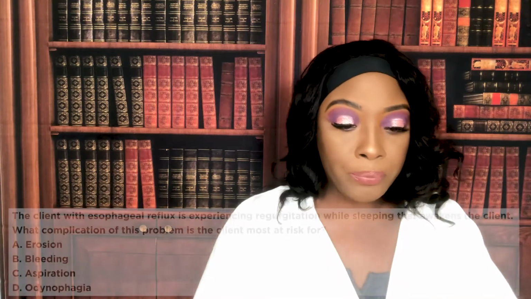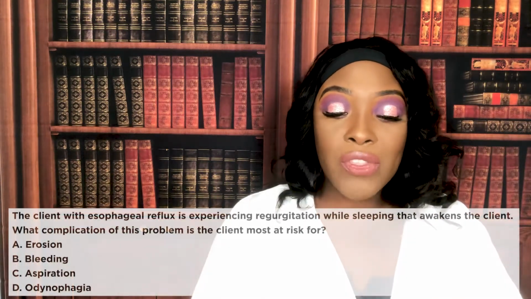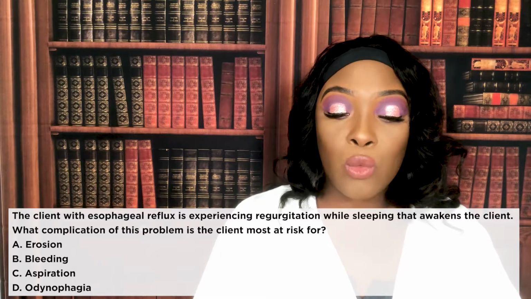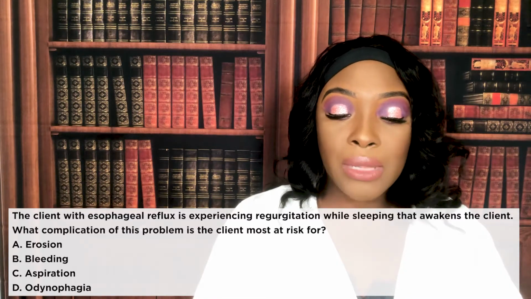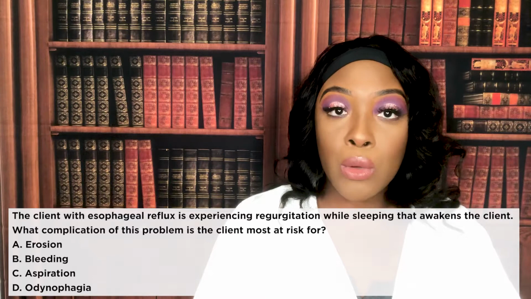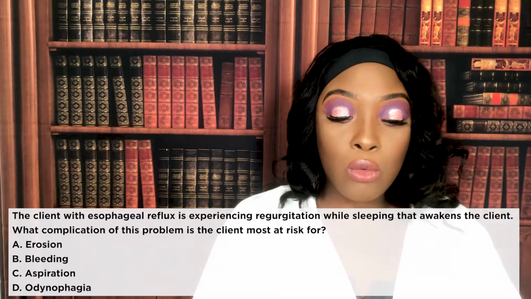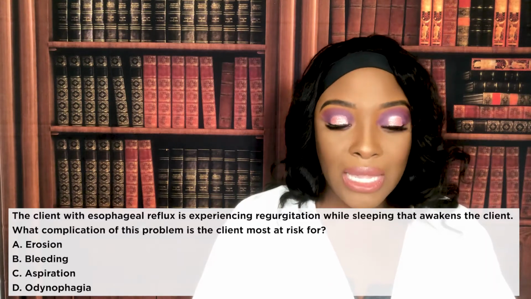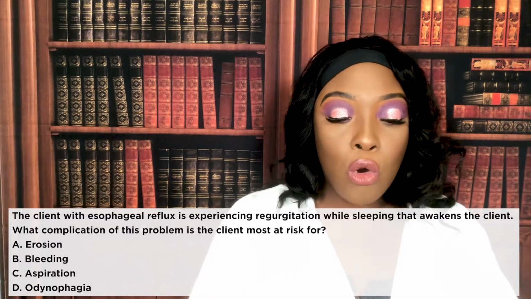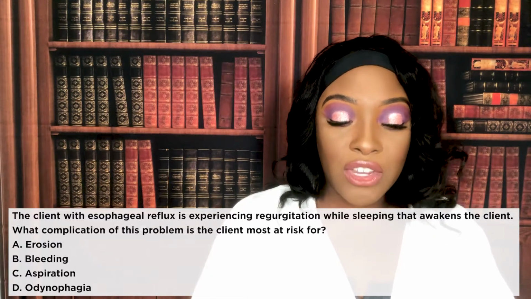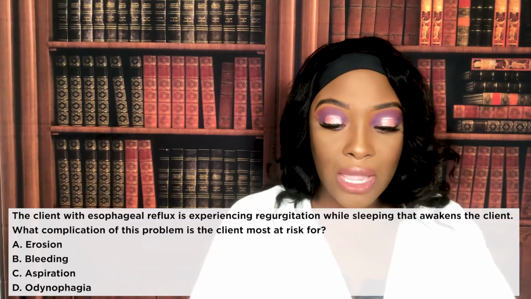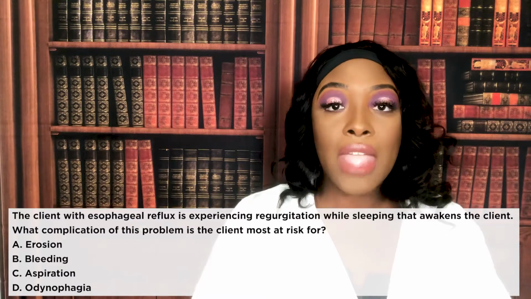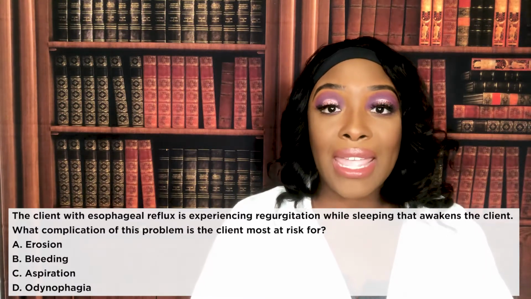Next question. The client with esophageal reflux is experiencing regurgitation while sleeping that awakens the client. What complication of this problem is the client most at risk for? A, erosion, B, bleeding, C, aspiration, or D, adenophagia. And I'll give you a moment to think of your answer. And the correct answer is aspiration.